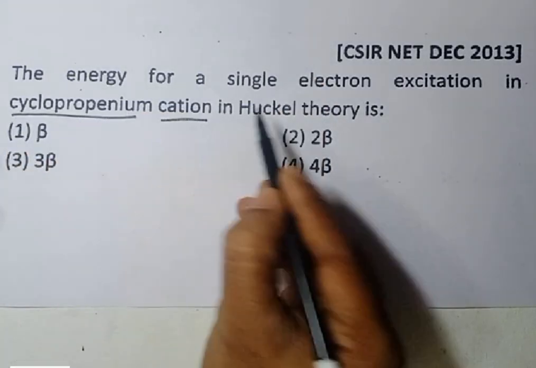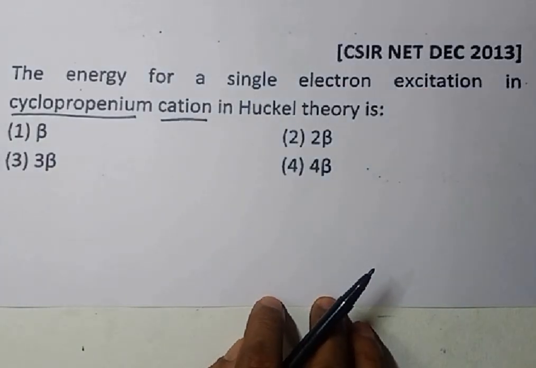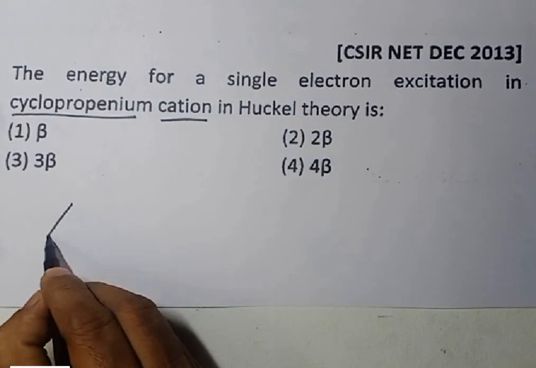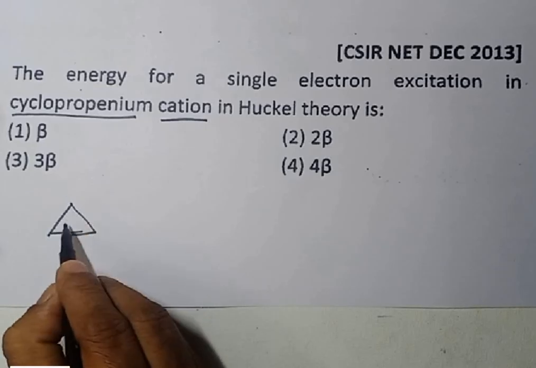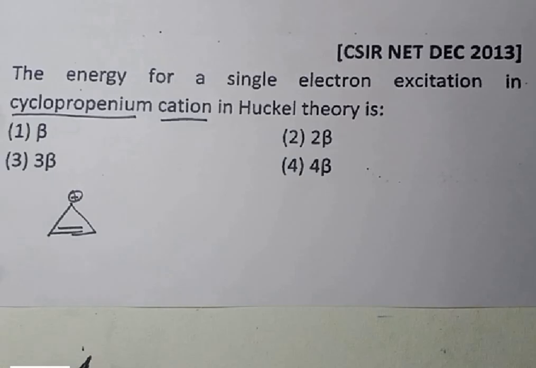Cyclopropenium cation in Huckel theory. Single electron excitation. How much energy is required? So, a simple one. Cyclopropenium cation, 1 beta, sir. Yes, 1 beta. Your answer is correct.